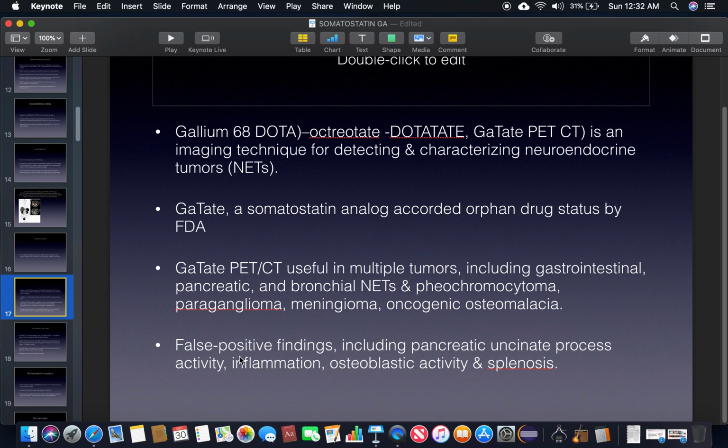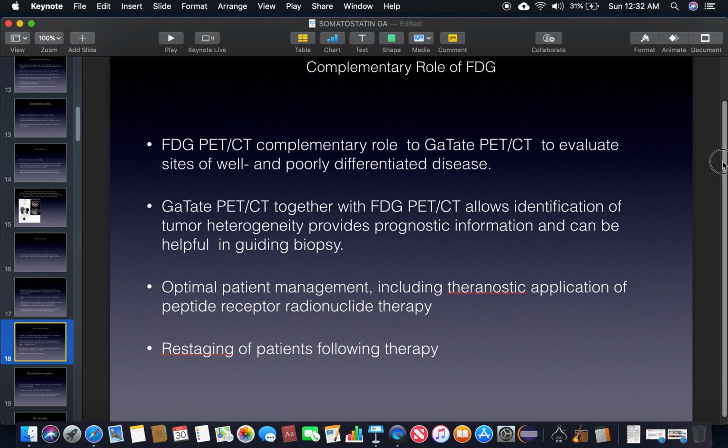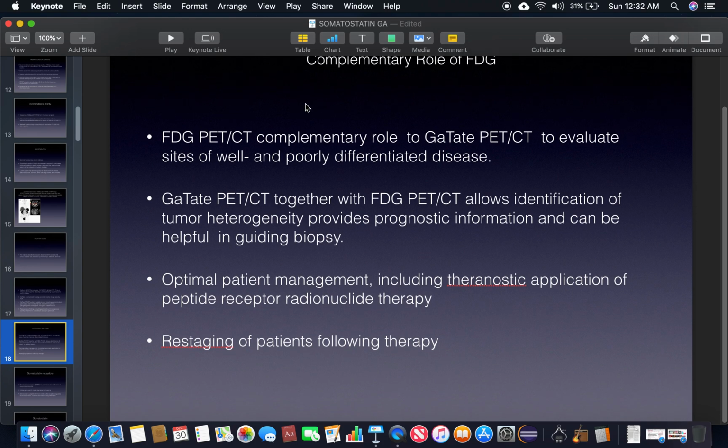False positives can be seen in areas like uncinate process of the pancreas, also anywhere there is infection, inflammation, osteoblastic activity, and splenosis. So I will give some examples of that. Now it has been found out that the F18 FDG PET CT is complementary to the gallium Tate PET CT for evaluation of poorly and well-differentiated disease.